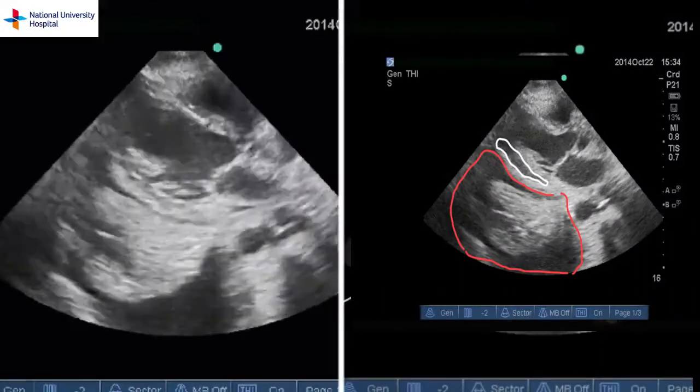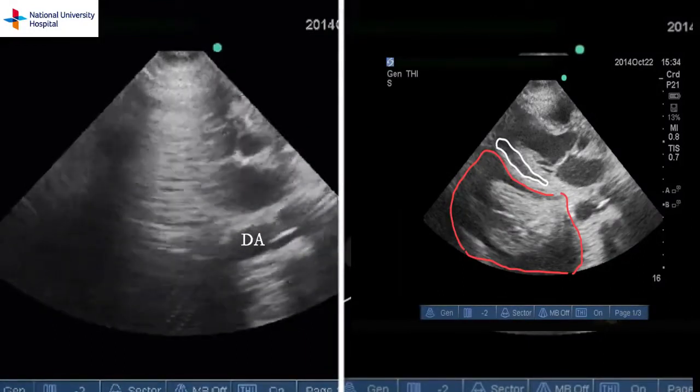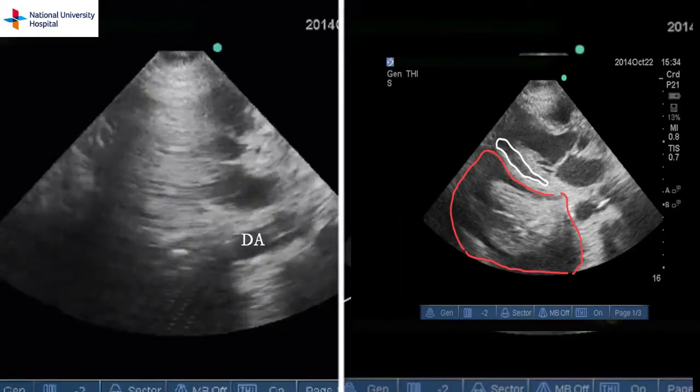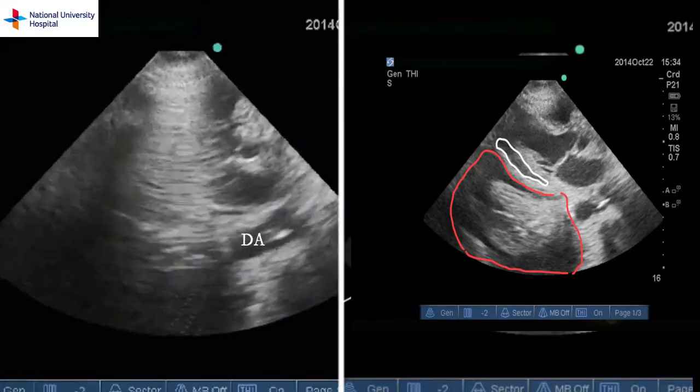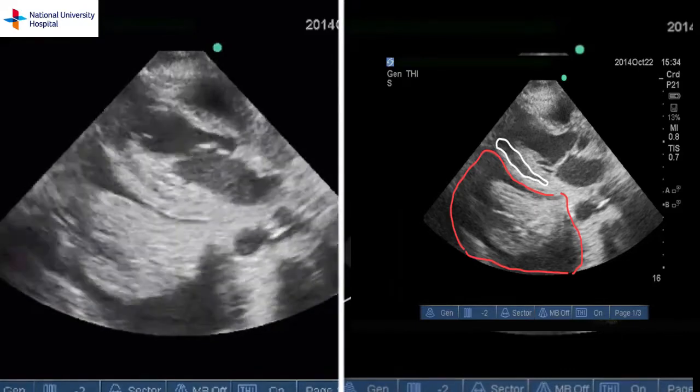There are two pathologies coexisting here. The pericardial effusion is marked in white. The red marker indicates a large pleural effusion. The arrow likely points to lung within the pleural space.